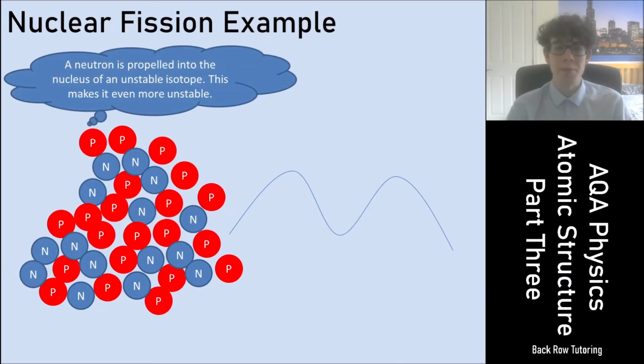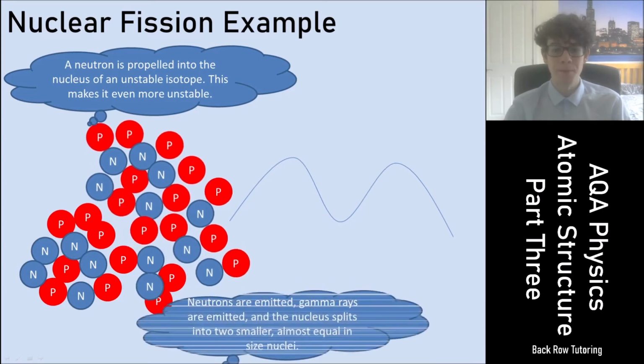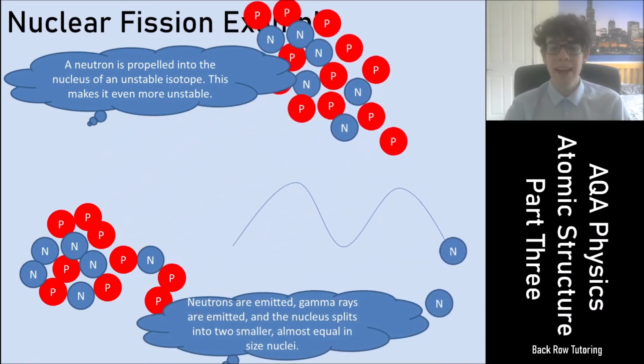A neutron is propelled into the nucleus of an unstable isotope. This makes it even more unstable. So here we have a nucleus, and in the nucleus we have protons and neutrons, and this is an unstable nucleus. So as you've just seen by that animation, this neutron has been fired into the nucleus. Now it's even more unstable. Neutrons are emitted, gamma rays are emitted, and the nucleus splits into two smaller, almost equal in size nuclei.